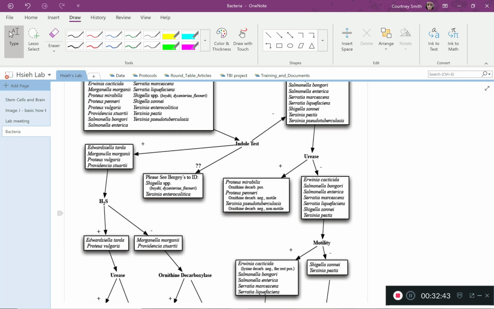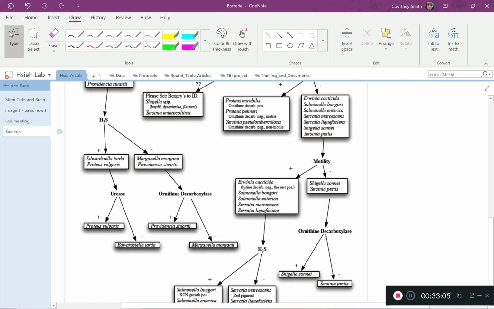H2S production isn't always in SIM tubes. Remember, it is also in TSIs. So if you have blackening in a TSI, that is also telling you that you have H2S production. But let's say we didn't have H2S production, so no blackening in any of our tubes. So that narrows it down to these two. And then from that, we did not do this test, but let's say that we did, and let's say it was positive. And if it was positive, then you get this bacteria.